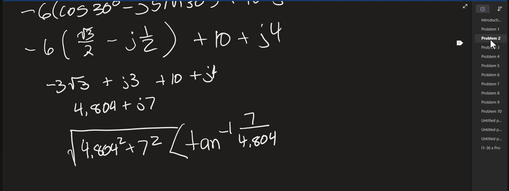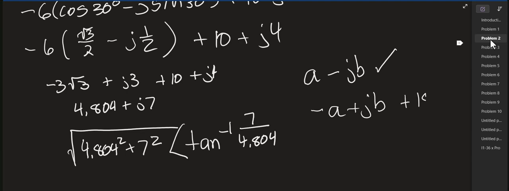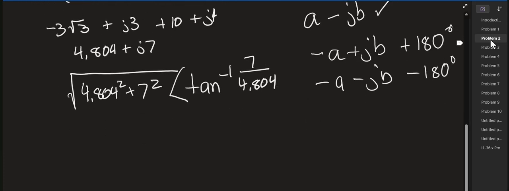So if my rectangular number is a plus jb, with positive x and positive y, that one is fine. If I have minus a plus jb, that's where I add 180. And if I have minus a minus jb, that's where I subtract 180 degrees. Okay, so when I find these numbers, I believe I get 8.48 angle 55.5 degrees.